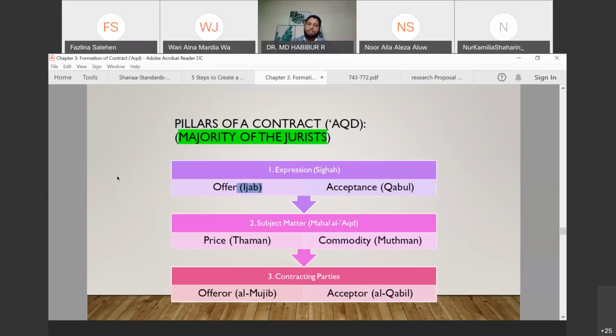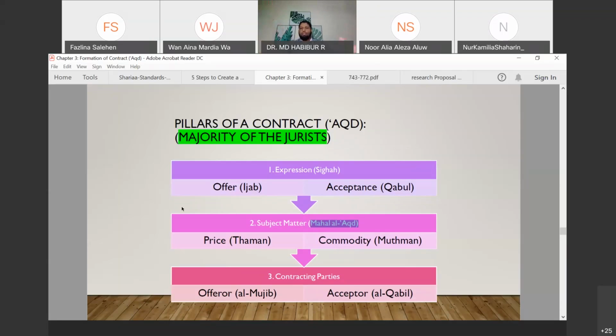So offer and acceptance is called the siga. This is the terminology you have to memorize. The siga. The price and commodity is called mahallul aqad, subject matter. Means the place where the aqad happens. So mahallul aqad. And contracting parties, al-aqidan. Al-aqidan means contracting parties.